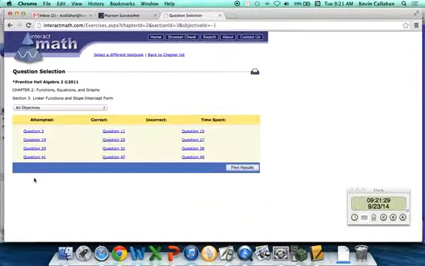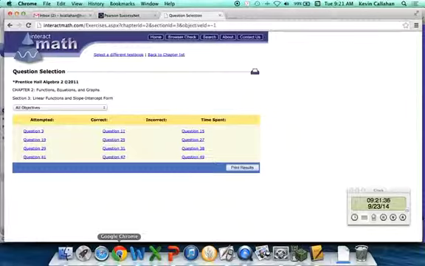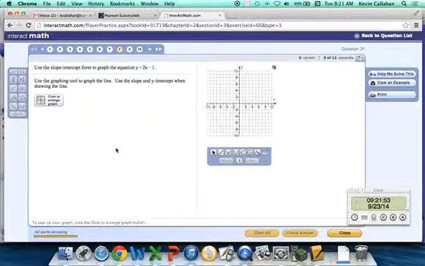I think our homework is going to end up being 9 through 35. So you can see here, for 9 through 35, they have practice starting with 11 and going up through 31. If you wanted to practice more, there's more practice right there. And when you do it, let's say I go to 31, you can check your answer, you can ask for help, all kinds of things. So I just wanted to point that out.